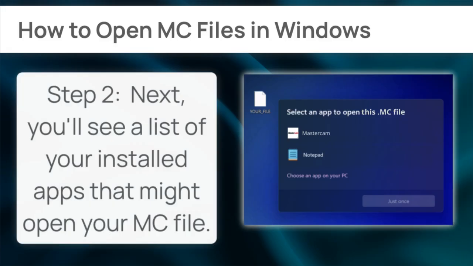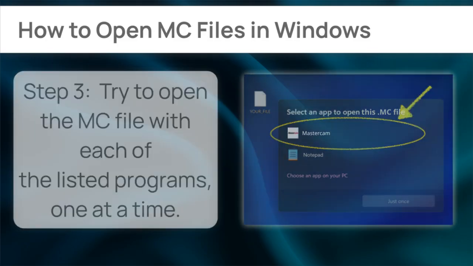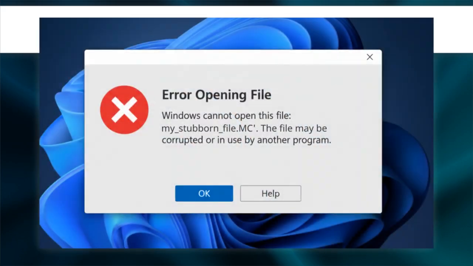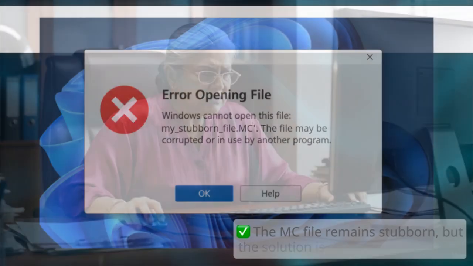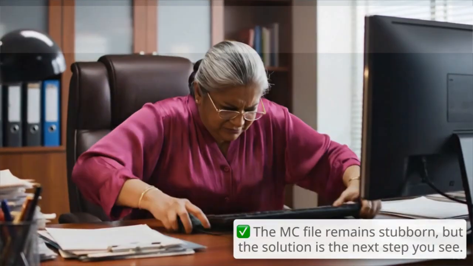Right-click the MC file and hit Open with. Test Mastercam if available. If not, choose a different app. The issue is often a slight incompatibility. If your MC file isn't cooperating, don't worry. To truly fix this, let's review the why, the top technical reasons this specific MC error occurs on your system.